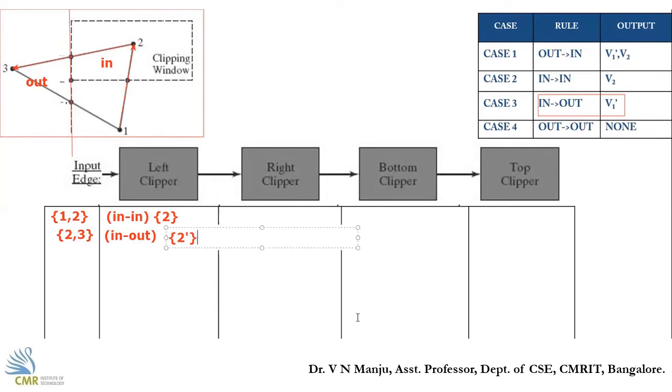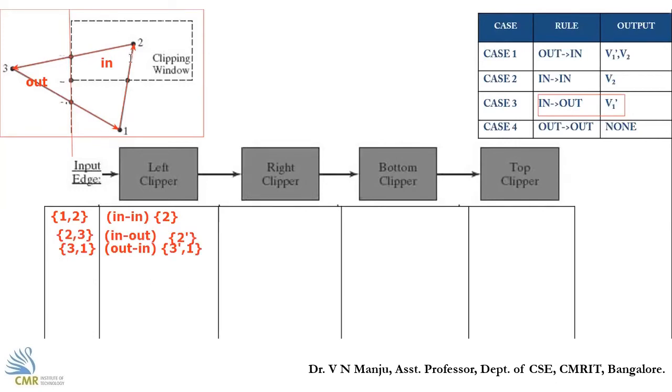And the next edge, what is it? It is from 3 to 1, correct? So I will write it here, 3, 1. What is it? Outside to inside. So I can write it here itself, out to in. What is out to in? Out to in gives V1 dash, V2. V1 is 3, so it is 3 dash, 1. Correct? So these are the vertices now.